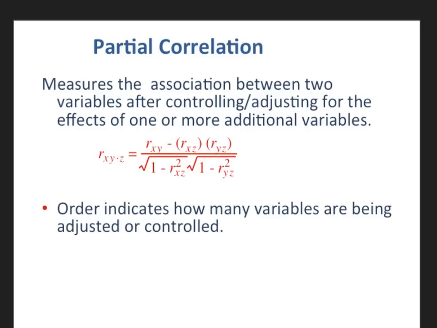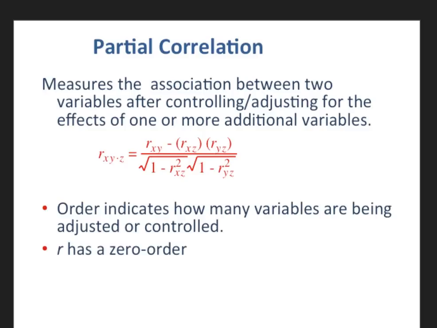The simple correlation coefficient R has a zero order because it does not control for any additional variables while measuring the association between two variables. When controlling for one additional variable, we have a first order partial correlation coefficient. When controlling the effects of two variables, it's a second order effect, and so on.